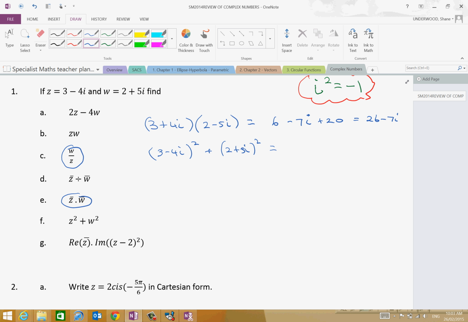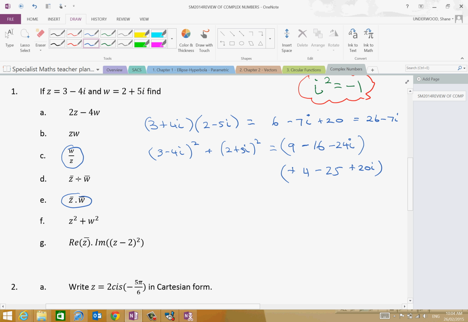Minus 4i times 3 is minus 12i, so that's going to be minus 24i, and then that's going to be 9 and minus 16i squared. 9 minus 16, yes, 9 minus 16 minus 24i. That's what that one should give me, just because I've worked it out in my head. But if you want to do some extra working, go for it. Plus 4 minus 25, because 25i squared is negative 25, plus 10i plus 10i.